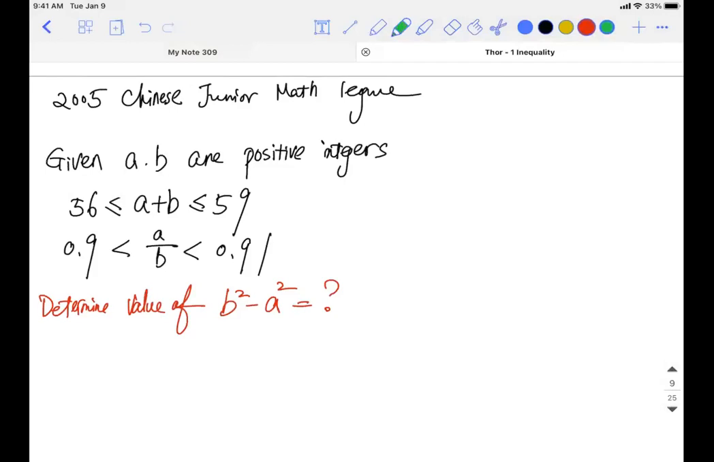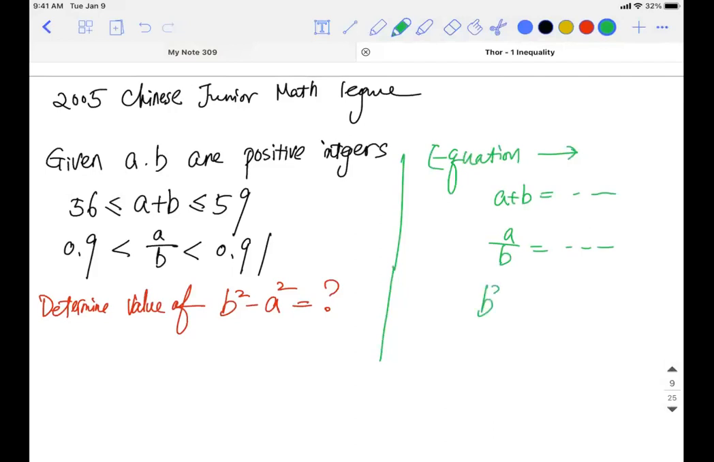If this is not an inequality problem, if this is an equation problem, I give you one equation, A plus B equals blah, blah, blah, and then A over B equals blah, blah, blah. And then the question asks you to determine what is B squared over A squared, something like this. Who can tell me, if this is an equation problem, what should I do? What is the common approach to solve an equation? Maybe Galan?